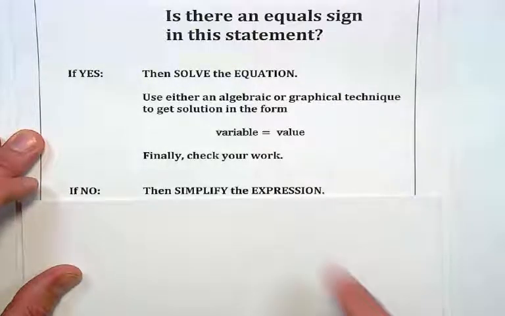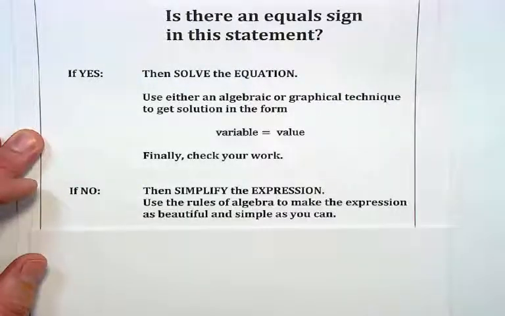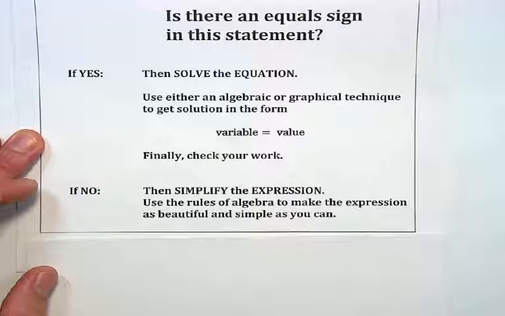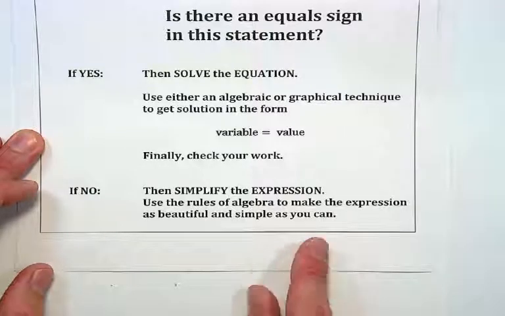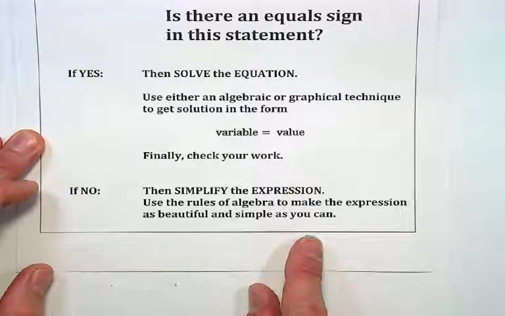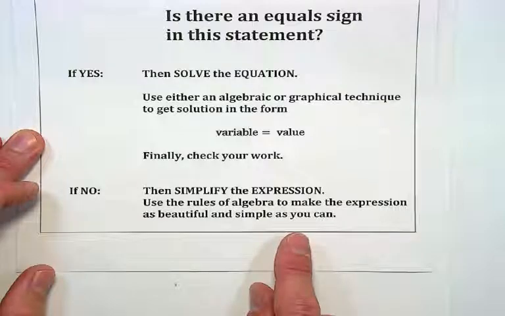On the other hand, if there is not an equal sign in our statement, we're going to simplify the expression that we're working with. When we simplify, we're going to use the rules of algebra to make the expression as beautiful and simple as possible. Think, math hurts. What we want to do is make it hurt as little as we can.